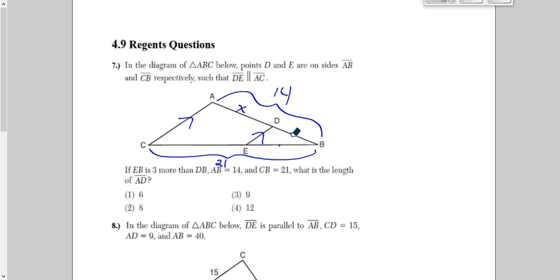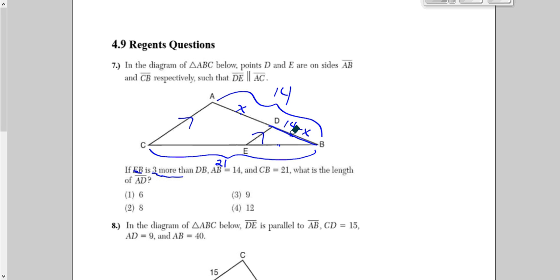This whole side is 14. What's the length of this section of it? So what's the length of this one? 14 minus x. How do you know x is 3? I don't know. If you knew that was 12, you already know what x is, and the problem's solved. Okay, listen carefully. EB is 3 more than DB. This is 3 more than that.